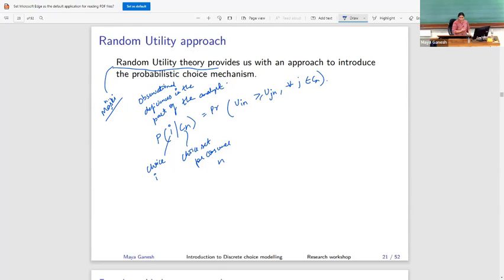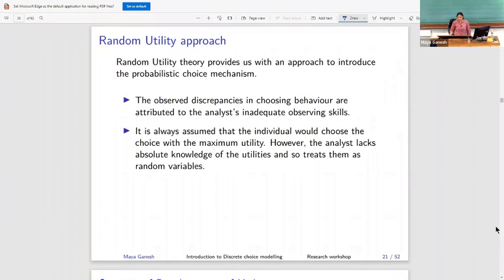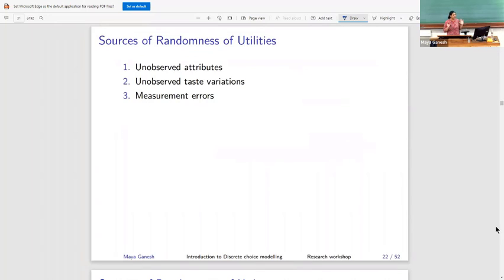These discrepancies, like I mentioned, are because of the analyst's inadequate observing skills. So it is assumed that the individual always chooses the choice with the maximum utility, but because I don't have all information, I have incomplete information, I treat them as random variables. And there are several sources of this randomness.